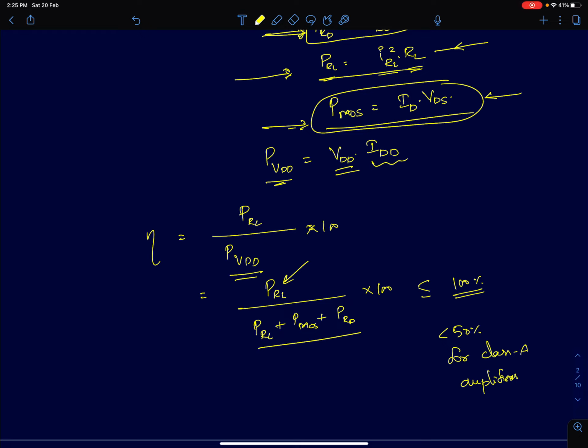And this quantity will always be greater than 0 because it's delivering the power. This is the power delivered. So that will be, again, negative because it's delivered power. This will always be less than 0.